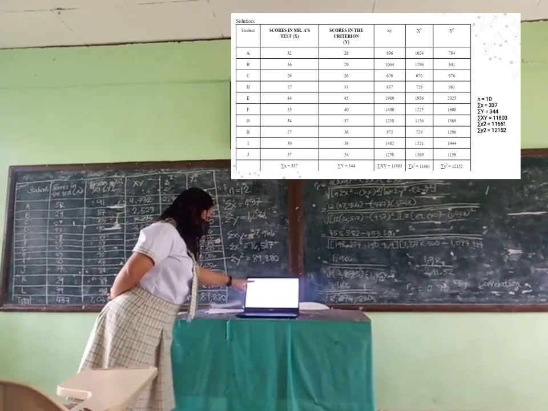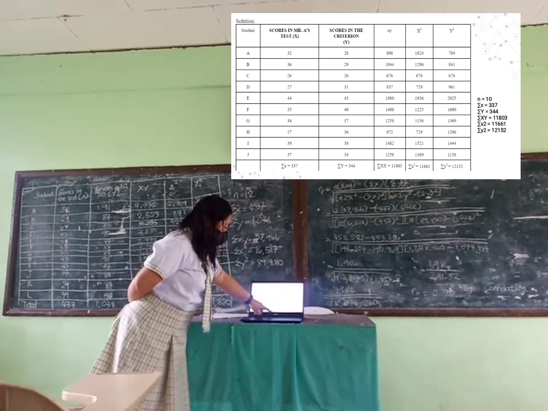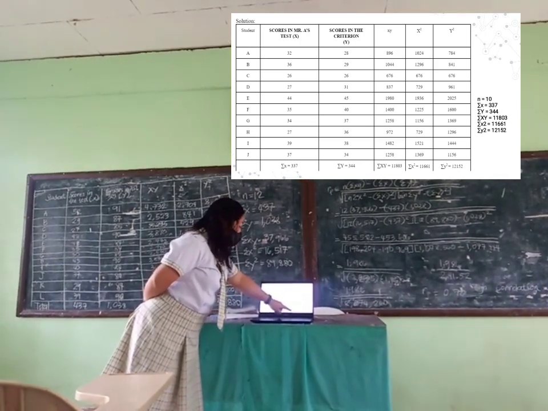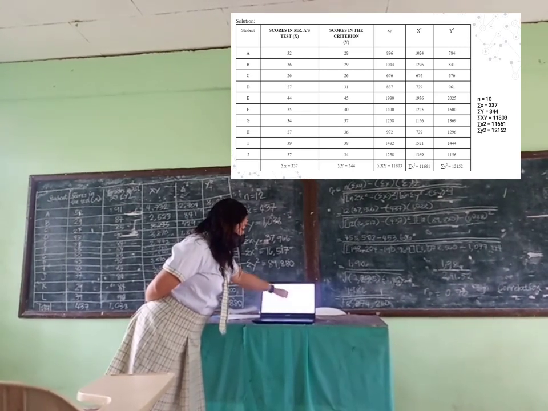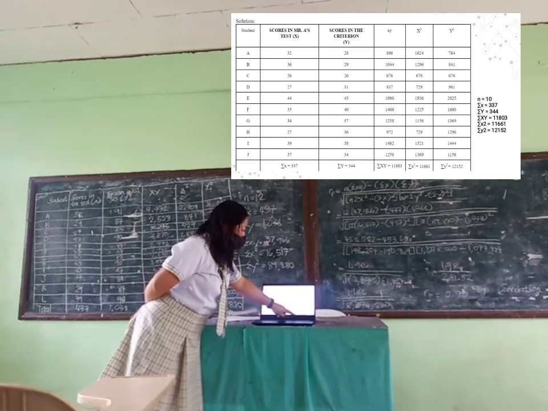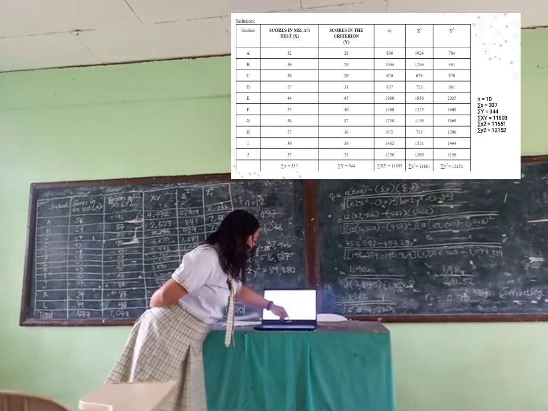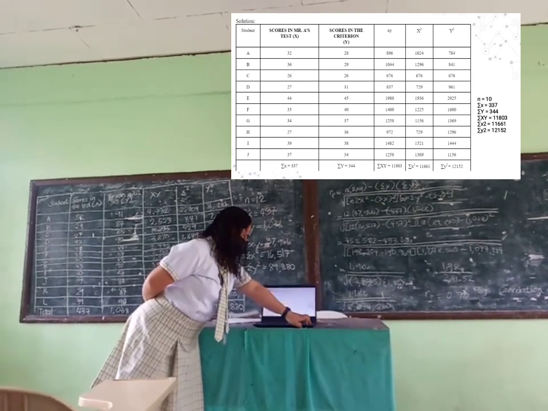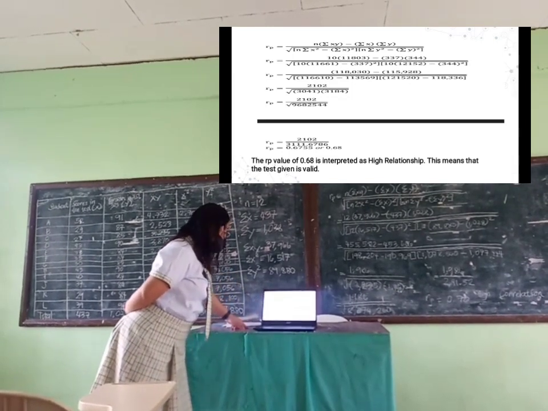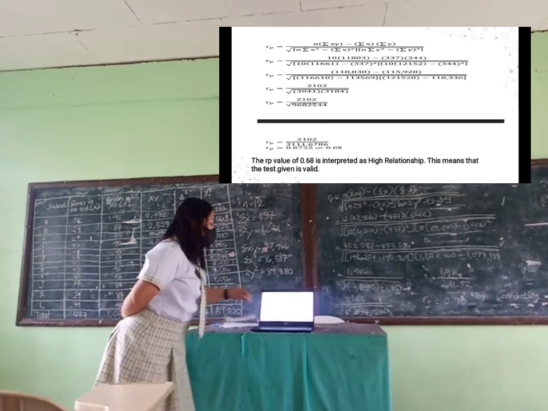The summation of X is 337, and the summation of Y is 344. The summation of xy is 11,803. The summation of x squared is 11,661, and the summation of y squared is 12,152. So this is the solution to get the r value. The r value is 0.68, interpreted as high relationship. This means that the test given is valid.